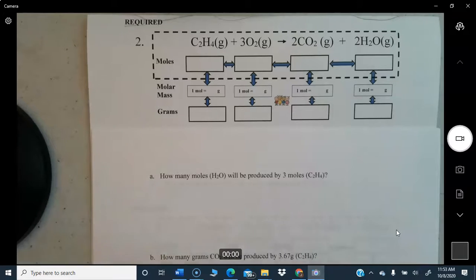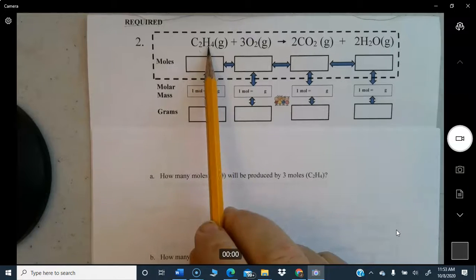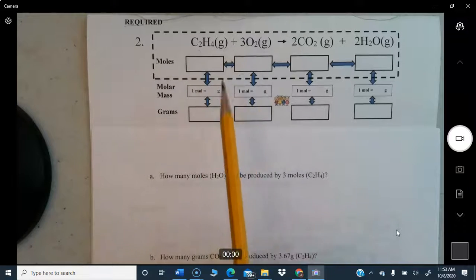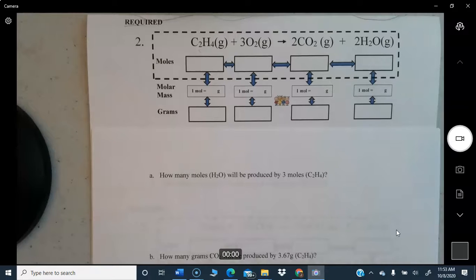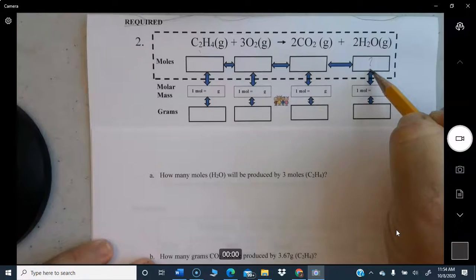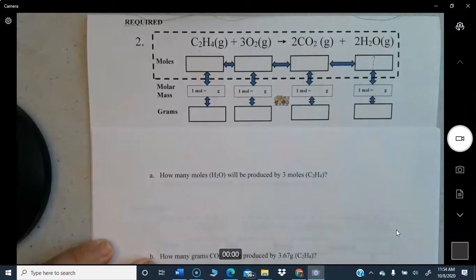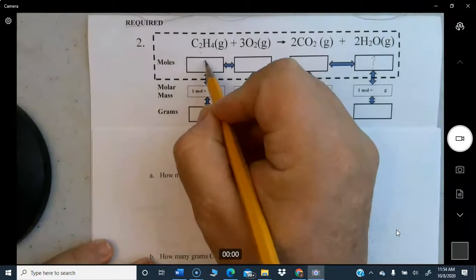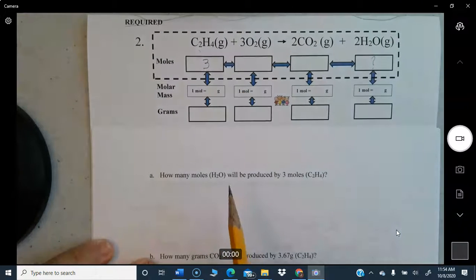So this is a combustion reaction between ethylene, a hydrocarbon, and oxygen, producing carbon dioxide and water, as all combustion reactions do. Alright, so the question is, how many moles of H2O will be produced by 3 moles of C2H4? So you want to know moles of H2O, that's your question, so there's a question mark right there. Will be produced by 3 moles of C2H4. So here's 3. So this is a one-step problem.